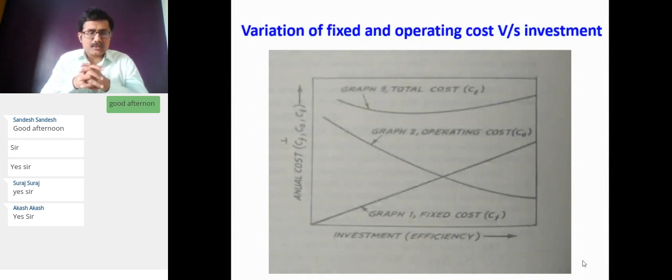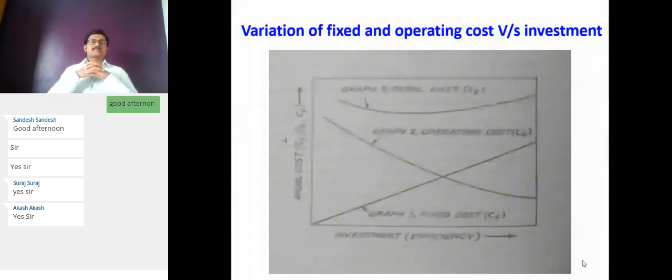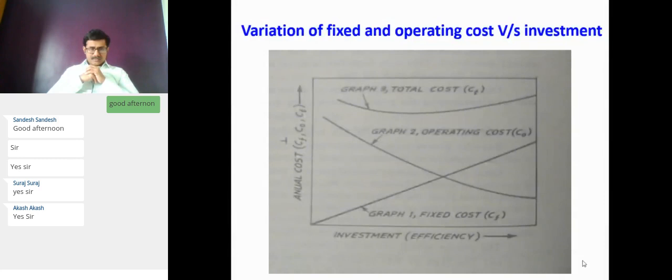So one diagram, one curve is shown there. So you draw this curve on your notebook as well and give the title there, variation of fixed and operating cost versus the investment or efficiency. So draw this simple graph. On x-axis, the parameter that we are going to represent is nothing but the investment which is required in the power plant, or say how efficient is the power plant.